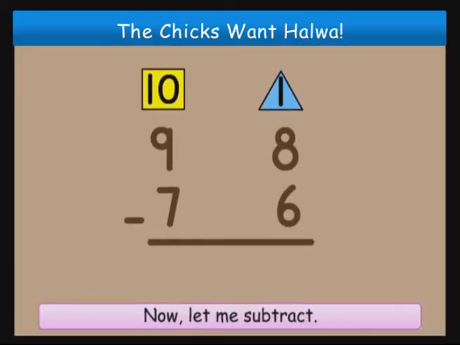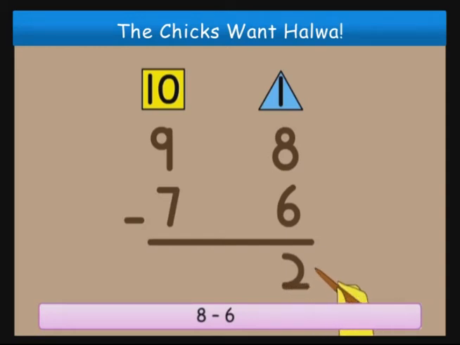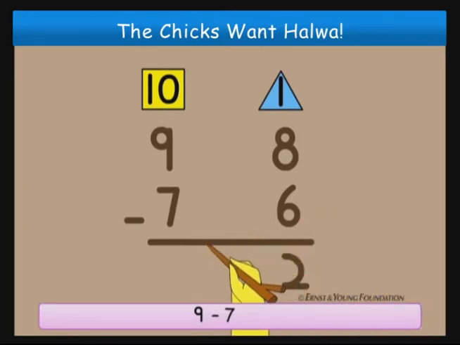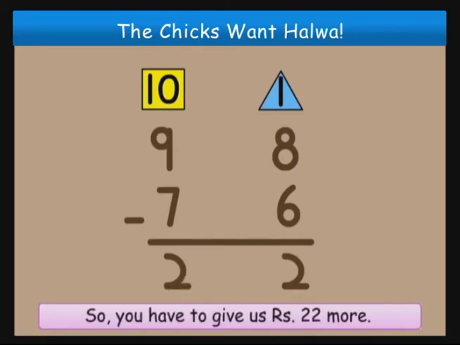Now let me subtract. 8 minus 6, 9 minus 7, 2. So you have to give us 22 rupees more.